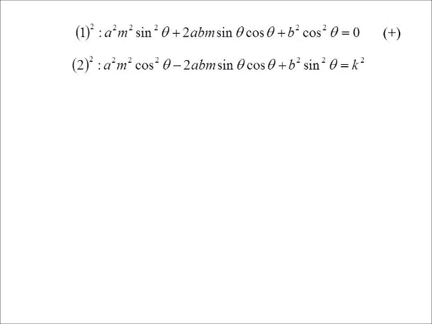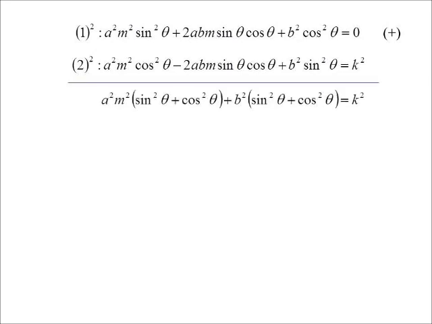I'm then going to square the second equation. A squared m squared cos squared minus 2abm sine theta cos theta plus b squared sine squared is k squared. Well, if I add the two together, the 2abm sine theta cos theta and the minus 2abm sine theta cos theta cancels. I get an a squared m squared sine squared plus cos squared, that's 1. I get a b squared sine squared plus cos squared, that's 1. So I have my relationship, a squared m squared plus b squared is k squared.